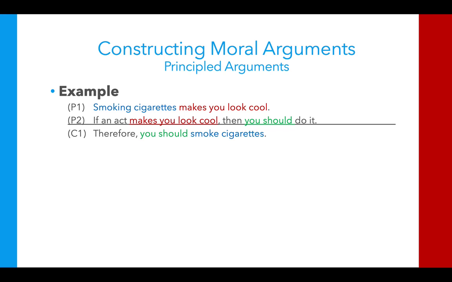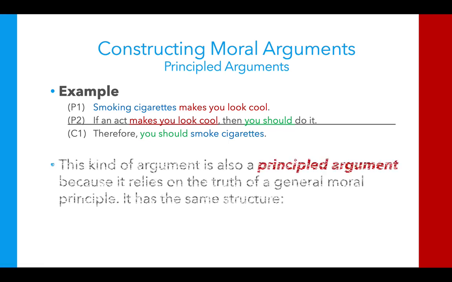So let's take a look at the argument we looked at before. Smoking cigarettes, I guess we looked at it in a previous video. Smoking cigarettes makes you look cool. If an act makes you look cool, then you should do it. Therefore, you should smoke cigarettes. Now this argument's a little bit different, right? The second premise isn't saying the act has some moral property, but it is kind of saying that it has a moral property. It has this slightly different property, the property of should be done, something like that. And then the conclusion gets us, therefore you should, and then insert act next.